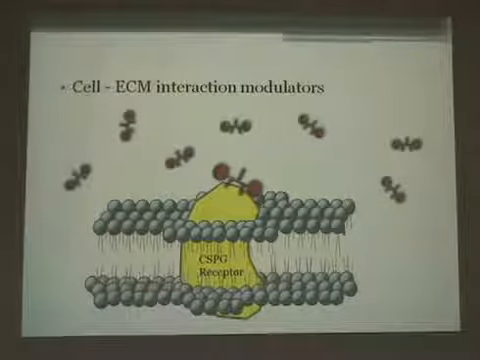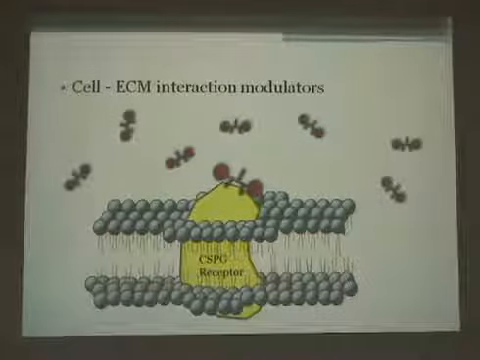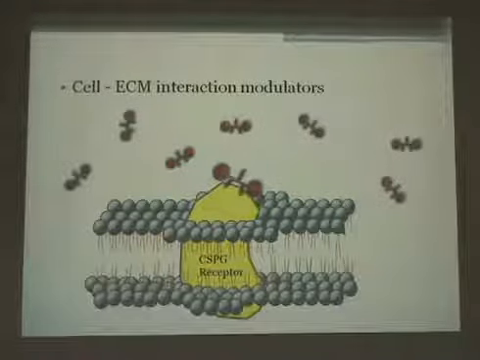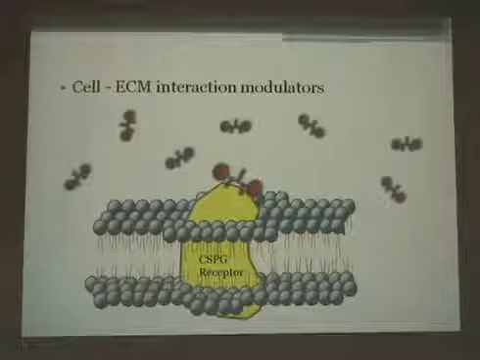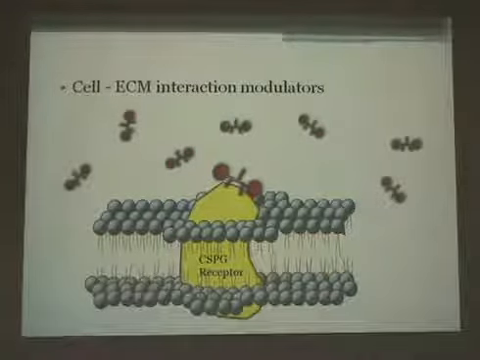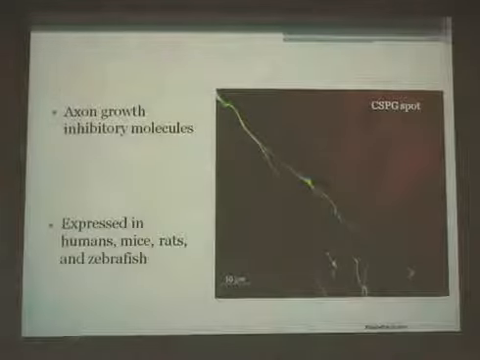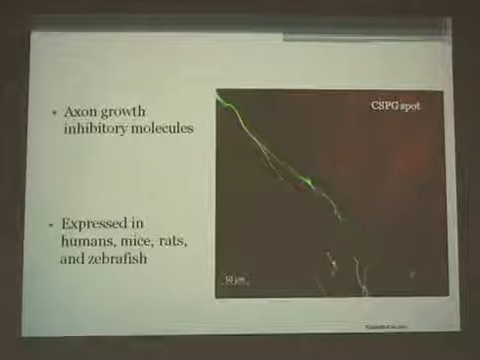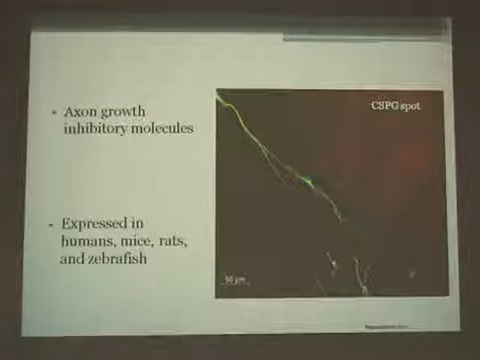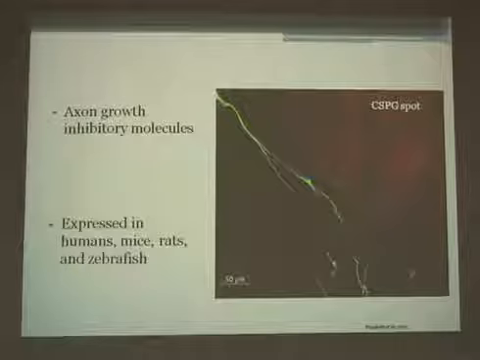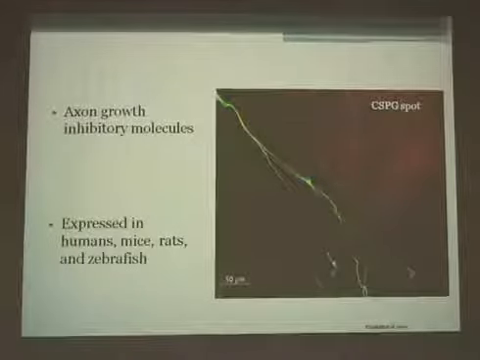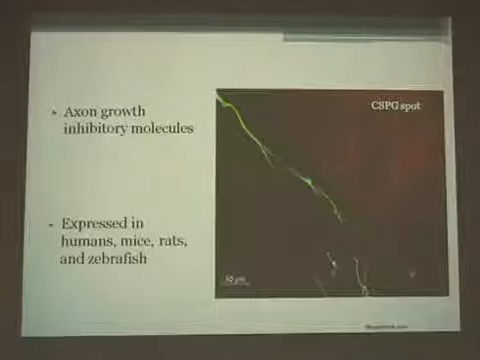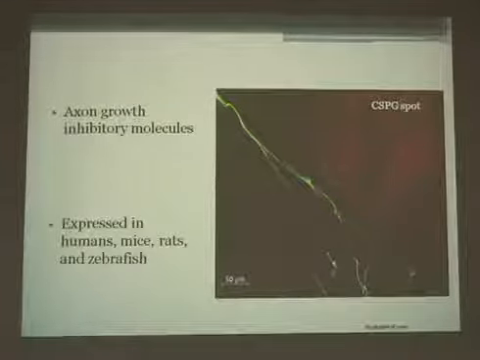What they do is that they bind to specific protein receptors found in the plasma membrane of the cell, for example, neurons, and they do so by using their glycosaminoglycan chains. By doing so, they modulate different activities. One of them is known to be as inhibitors of the growth of the axons in the neurons. We can see here a neuron that is being repelled by a CSPE spot that we can see in red, and how it goes by without really getting into it.